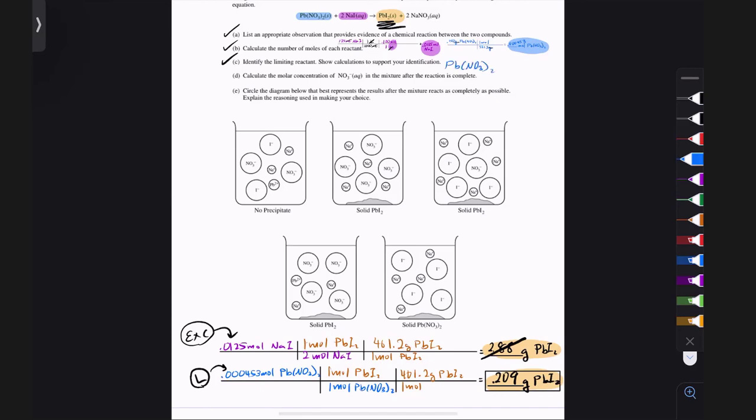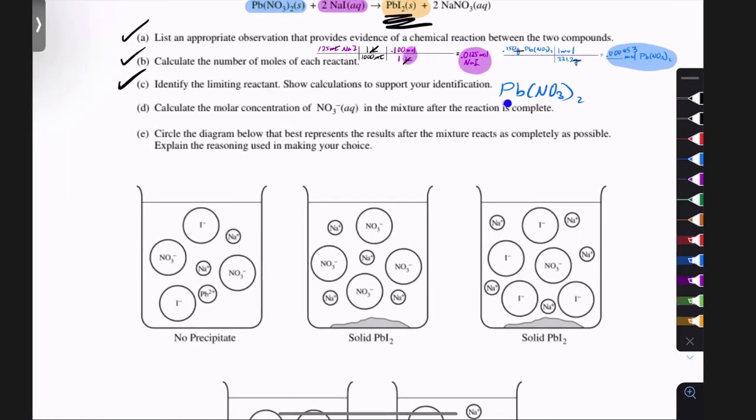Now, don't make any mistake here. It's not entirely the lead nitrate, but really what's limiting is the lead ion, which is the actual ion that is going to make the solid. Nitrate is actually just a spectator ion. Now, having said that, that leads us to part D. Like I said a moment ago, nitrate is a spectator ion. So what is the molar concentration of nitrate?